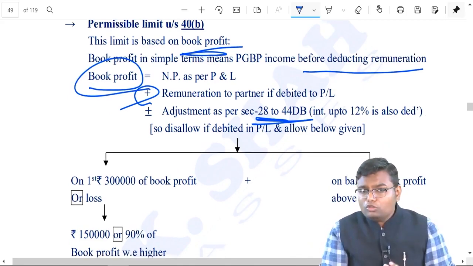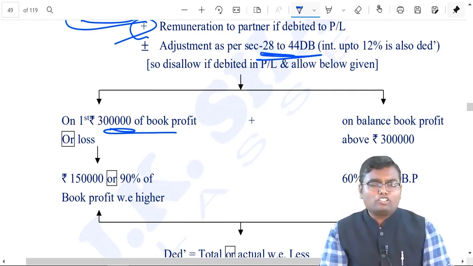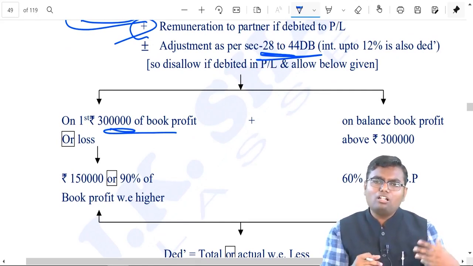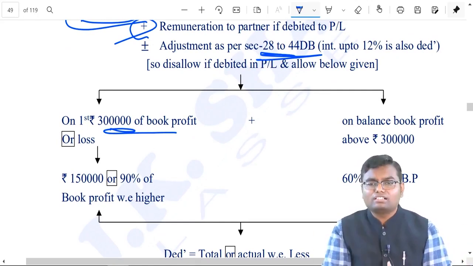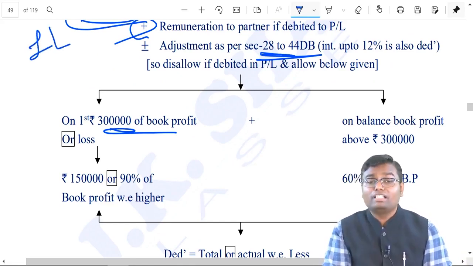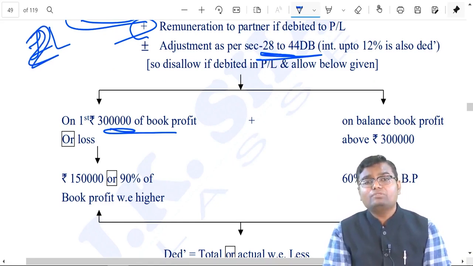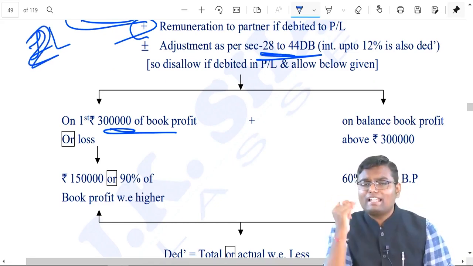Now, up to the amount of 3 lakh rupees of book profit, 90% of book profit you can pay as remuneration, or 1,50,000, whichever is higher. So if I have a book profit of 1 lakh, I can deduct remuneration of 1,50,000. If I have a book profit of 2 lakh, I can deduct remuneration up to 1,80,000, that is 90% of that book profit.